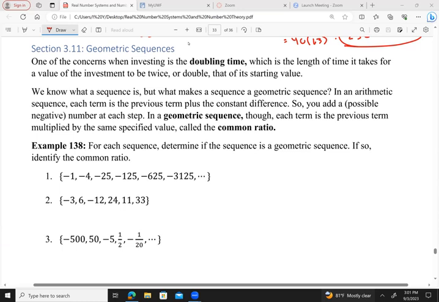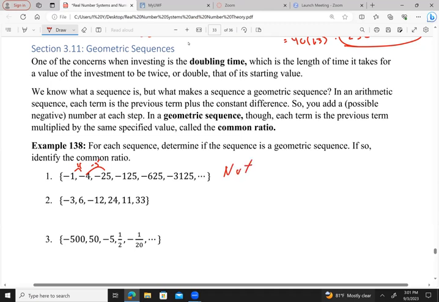For each sequence, determine if the sequence is a geometric sequence. If so, identify the common ratio. So what's happening here? I'm multiplying by 4, but here I'm multiplying by 5. So not.